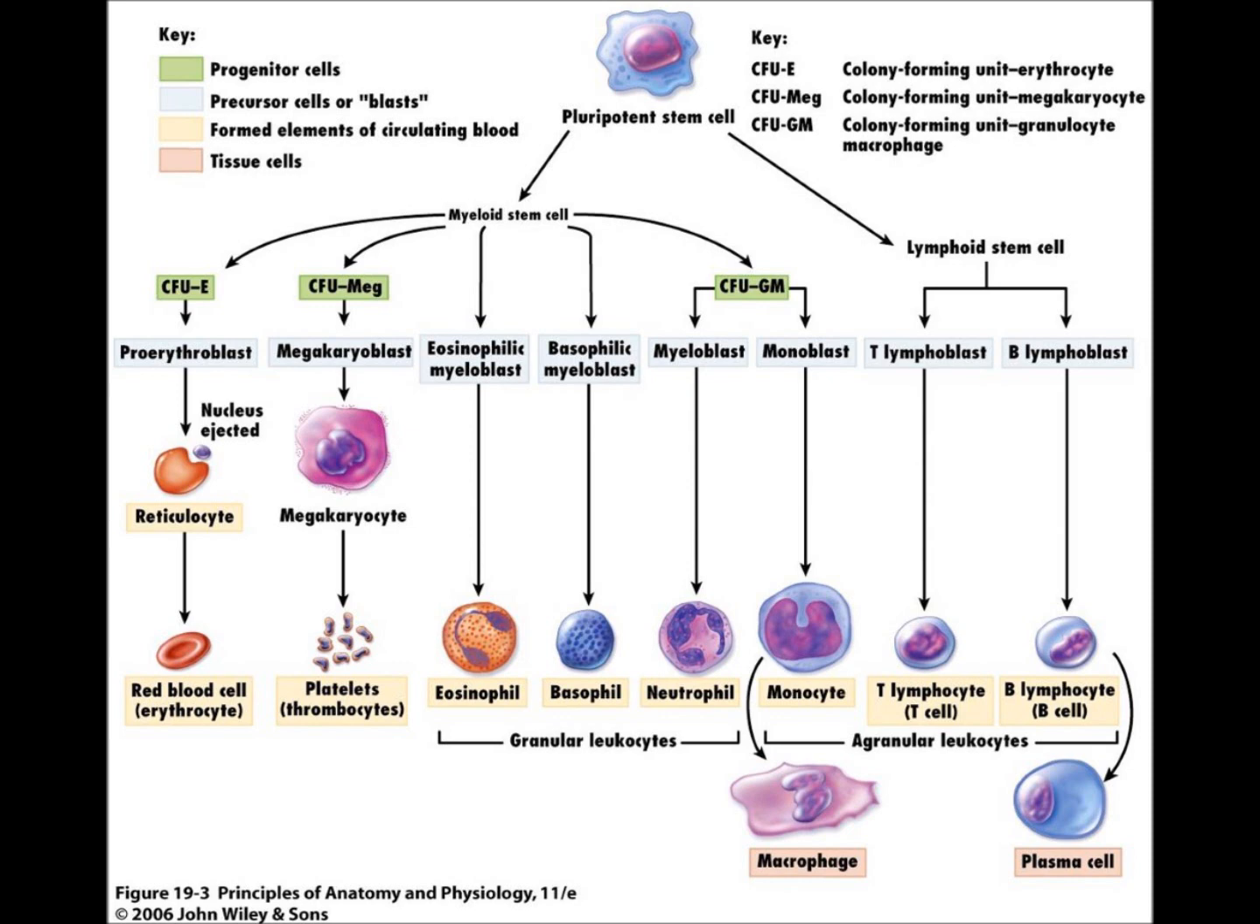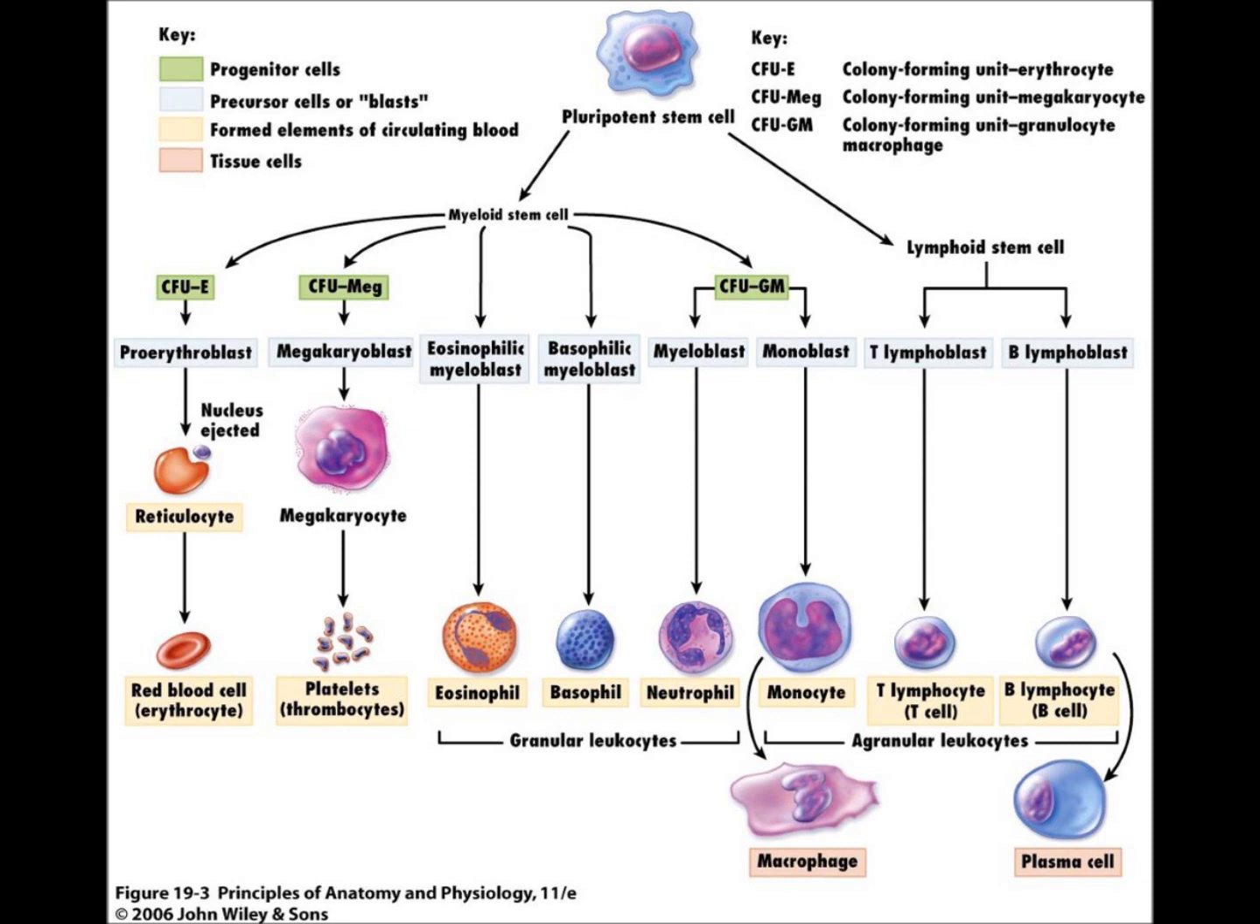Pluripotent stem cells in red bone marrow produce two further types of stem cells called myeloid stem cells and lymphoid stem cells. Myeloid stem cells begin their development in red bone marrow and give rise to red blood cells, platelets, monocytes, neutrophils, eosinophils and basophils. Lymphoid stem cells begin their development in red bone marrow, but complete it in lymphatic tissues. They give rise to lymphocytes: T cells, B cells, and plasma cells.